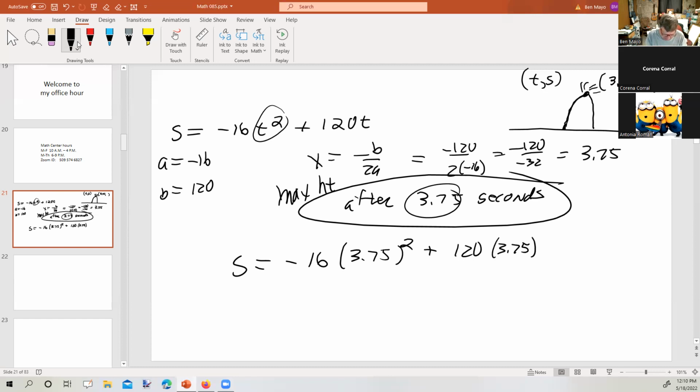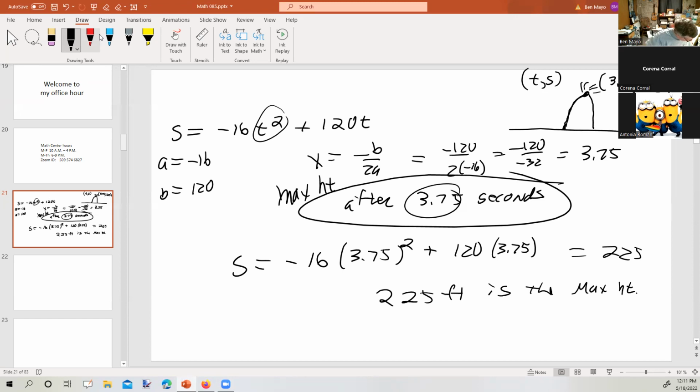And I'm going to go to my calculator and I'm going to go negative 16 times 3.75 squared plus 120 times 3.75, and I get 225, which doesn't quite fit in there because I didn't leave enough room. So it reaches its maximum height after 3.75 seconds. 225 feet is the maximum height.